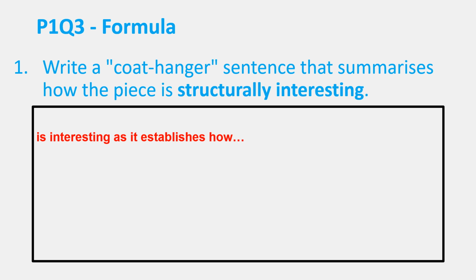Now you'll see here I use the phrase "is interesting as it establishes how." Now what you will note is I've used the word interesting. This is the nod that we give to the question. This is us saying, look, we're answering the question. You've used that word interesting, and we're going to acknowledge that, and directly answer it by using it once in our coat hanger sentence. We are never, in paper 1 question 3, going to use the word interesting again, but we're going to acknowledge that you want us to talk about what's interesting, so we're going to use it once to show you that we've read the question.